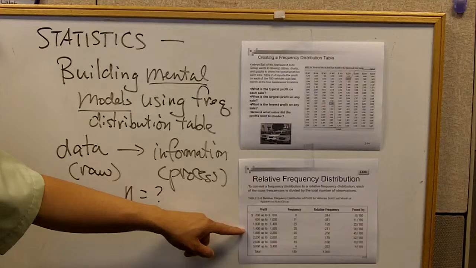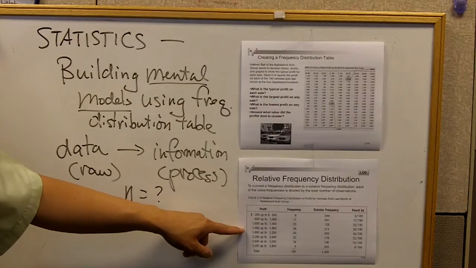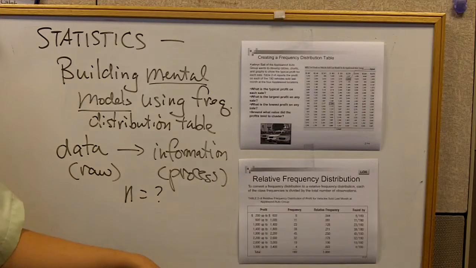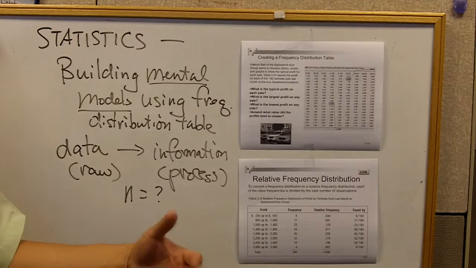So the center of the data distribution based on the frequency distribution would be between 1,800 and 2,200, and let's say the midpoint is $2,000. So on average, $2,000 would be made per sale, and that would be the typical profit on each sale. So you can see this is a great tool, and it's not too difficult to use.